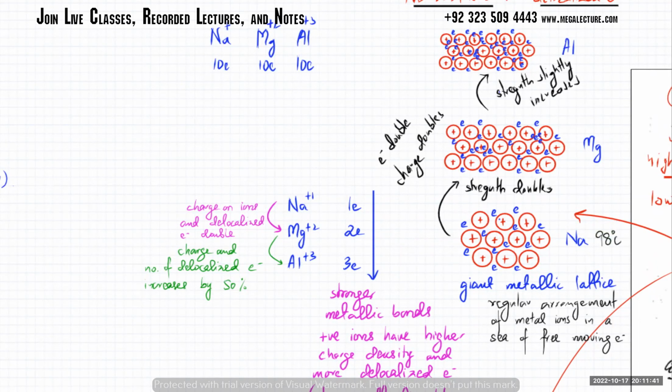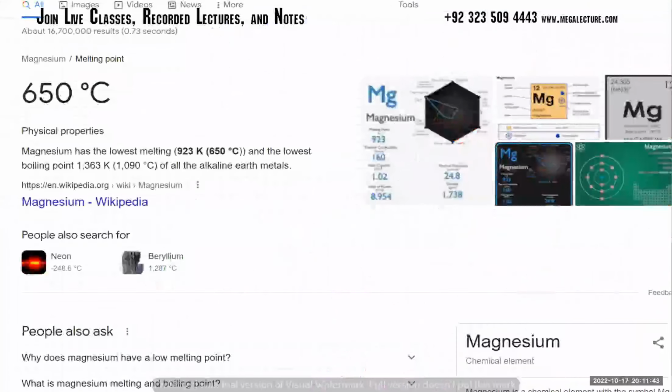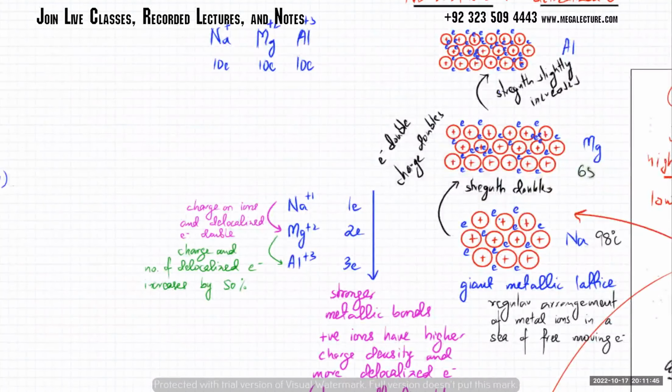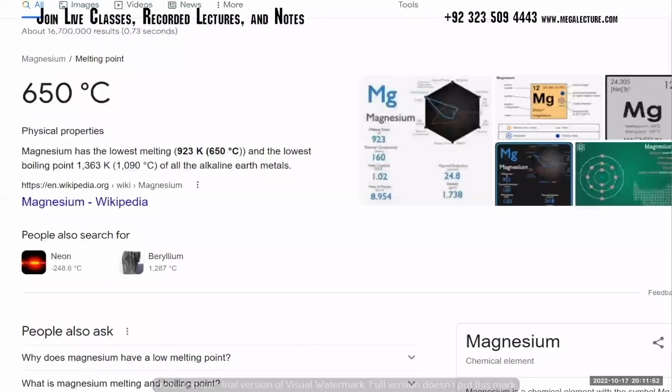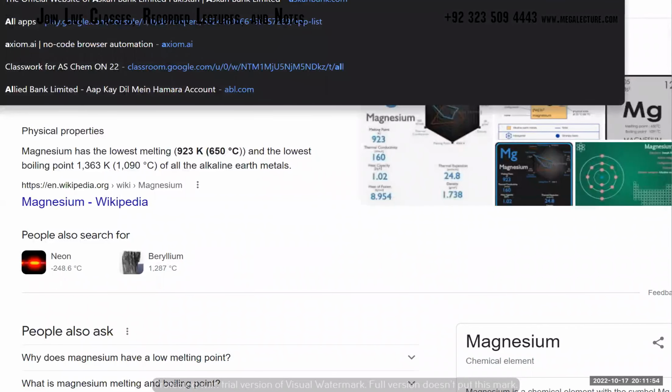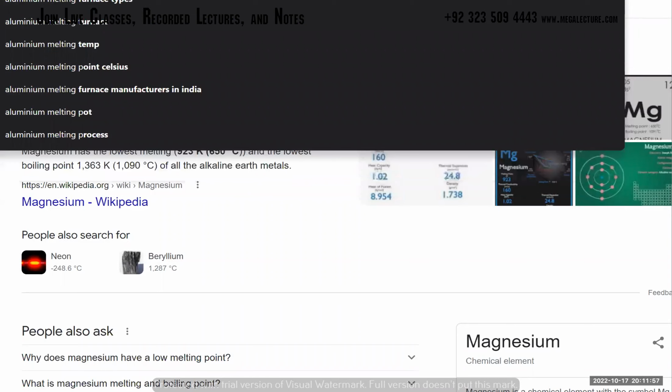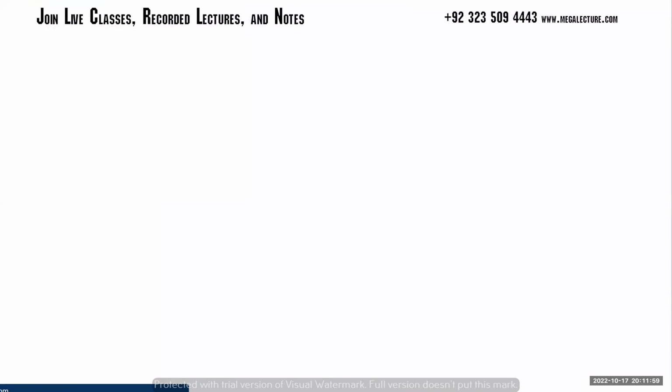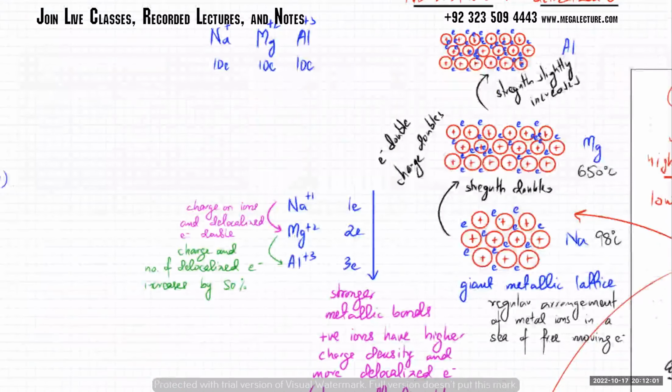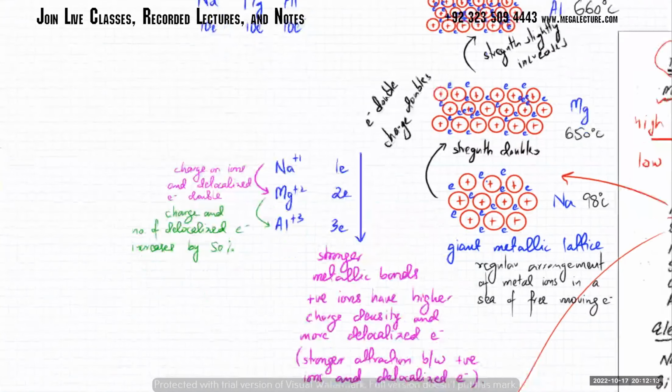Magnesium is what, 650 degrees centigrade. Okay, so that's 650 degrees centigrade. And then you've got aluminium, and aluminium is going to have an even higher melting point. That's 660 degrees centigrade.